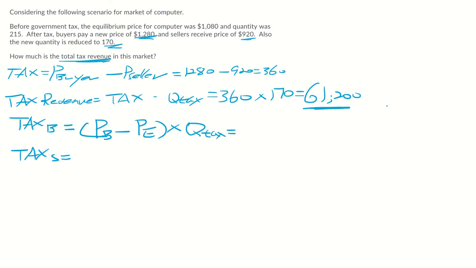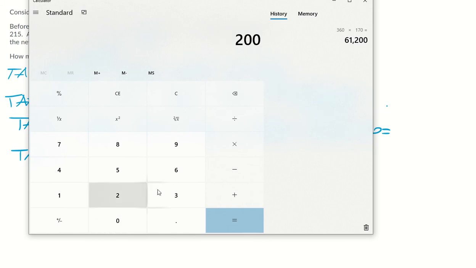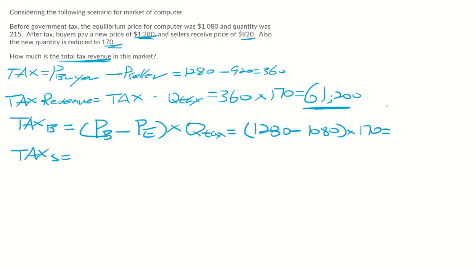Okay, so in this case, the buyer price is 1280, the equilibrium price was 1080, and the new quantity is 170. So there will be 200 times 170. Let me get my calculator out again. So 200 times 170, and the answer is 34,000. So 34,000 is how much tax the buyers are paying.